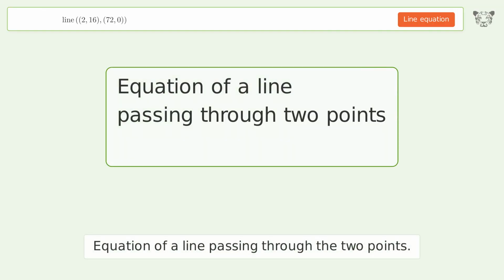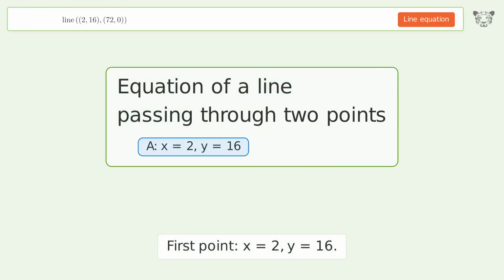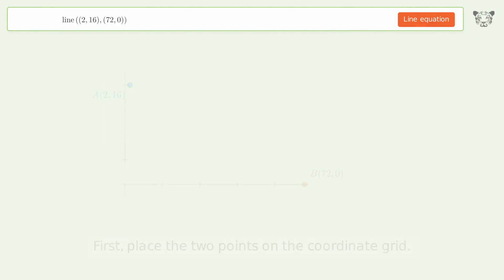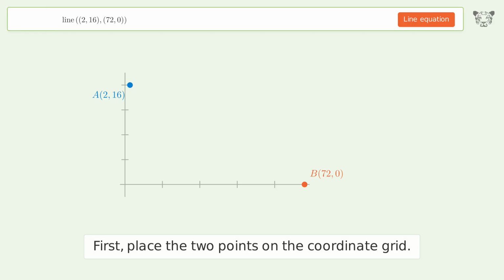Equation of a line passing through 2 points. The first point has x equals 2, and y equals 16. The second point has x equals 72, and y equals 0. First, place the 2 points on the coordinate grid.